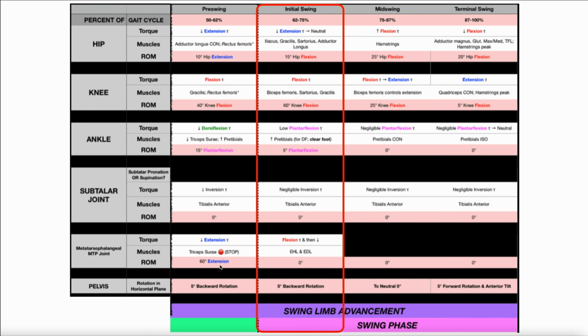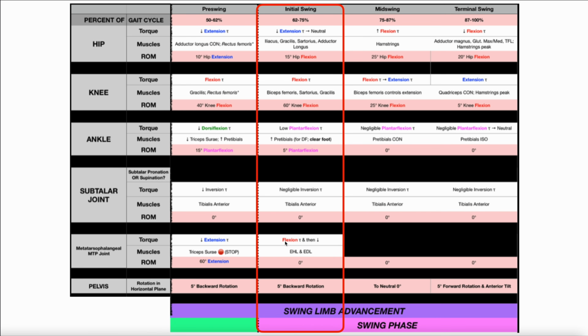Now, at the end of pre-swing, notice we had about 60 degrees of MTP extension, and that is passive extension, okay? When you're in pre-swing, yes, there's activation of the triceps surae, which eventually stops at the end of this phase, but that puts the MTP joints in 60 degrees of extension. So when the foot finally leaves the ground in swing phase, those toes are moving back from extension towards their resting position, which is more or less neutral. So that's why we have the flexion torque here.